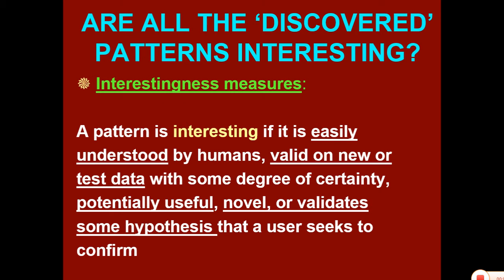Now what is the main aim of data mining? You are supposed to find some patterns and find out whether these patterns are interesting or not. So there is one factor, the interestingness measure. What is the interestingness measure? A pattern means a particular format that is identified or understood by humans. It might be valid or invalid, but you need to find out the degree of certainty, the potential usefulness, novelty, or whether it validates some hypothesis that users seek to confirm.